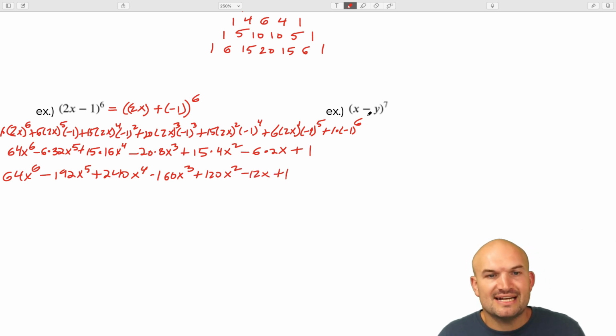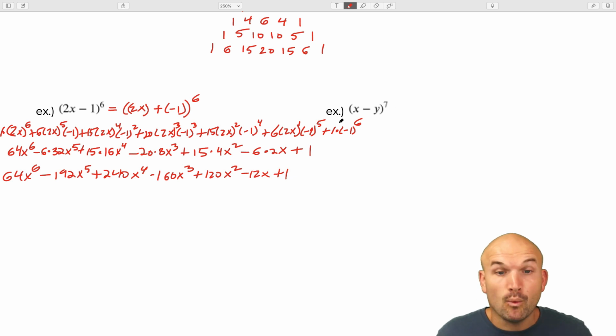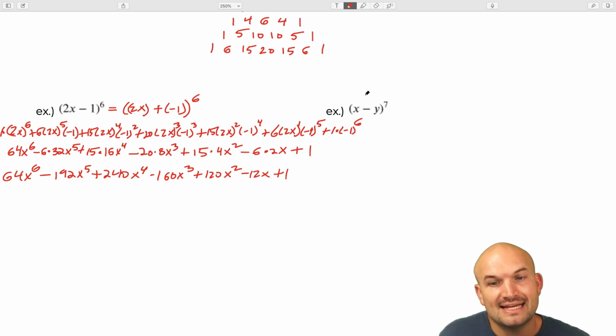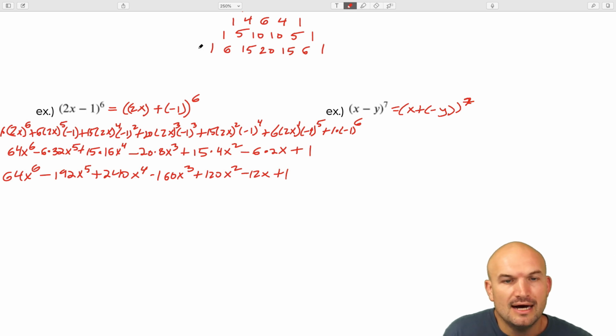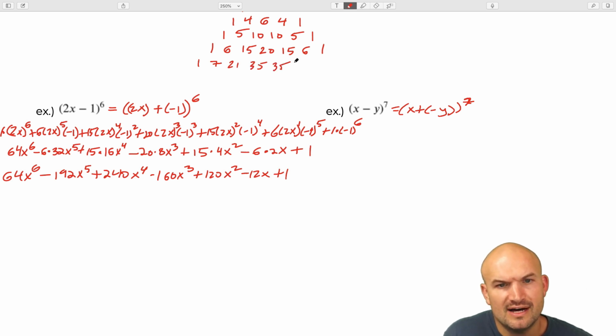Okay. Now for the next example, obviously you can see we're just doing one more, and again, we're going to want to use our exponents here. So this would be x plus a negative y quantity, to the 7th power, so I need to do one more row. So that's going to be 1, 7, 21, 35, 35, 21, 7, and 1.